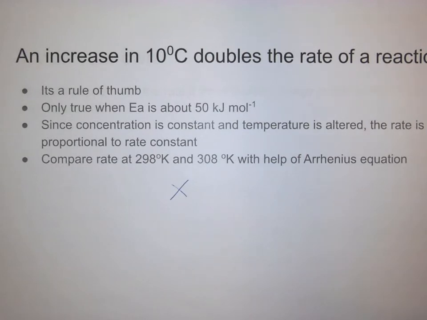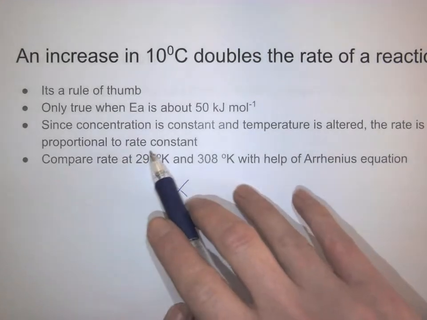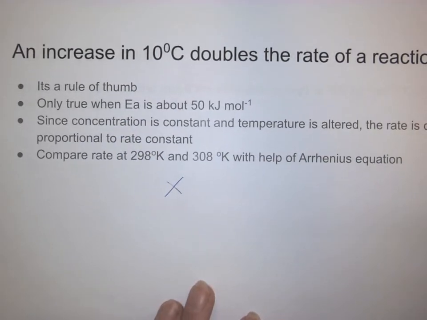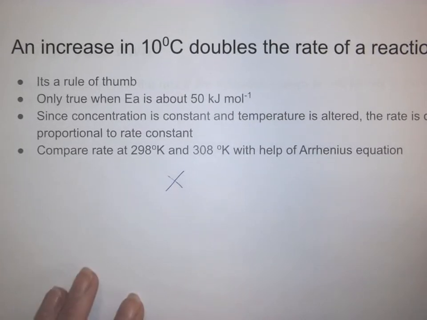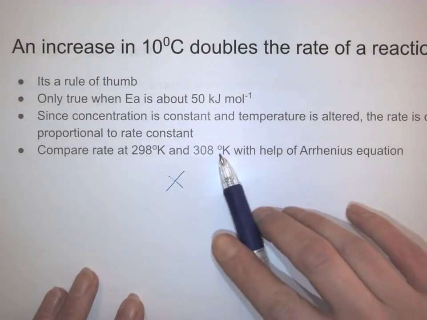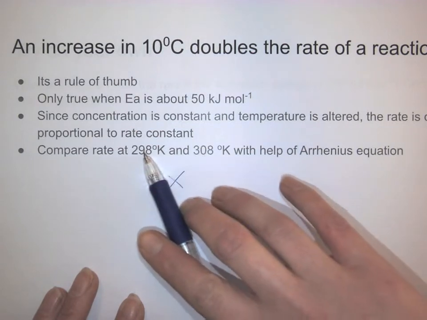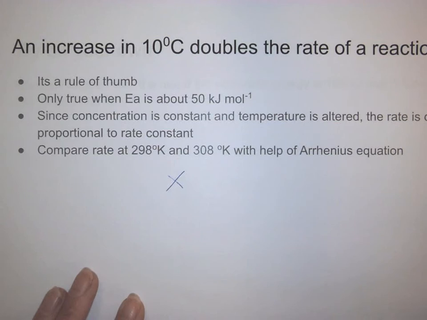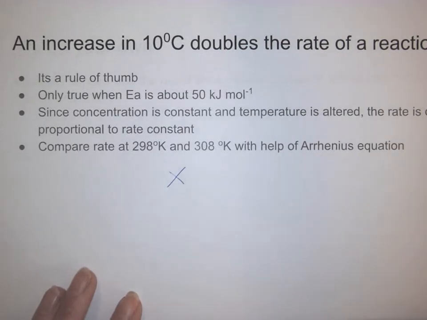There are some different things here we need to have in mind. One of the things is that it's only true when the activation energy is about 50 kilojoule per mole. If we have another activation energy, this will not do, okay? Since concentration is constant and temperature is altered, the rate is directly proportional to the rate constant. And now I'm going to show you how we can compare the rate at 298 Kelvin compared to 308 Kelvin. Note that I have increased it here by 10 degrees. And we're going to use the Arrhenius equation to compare the rate.